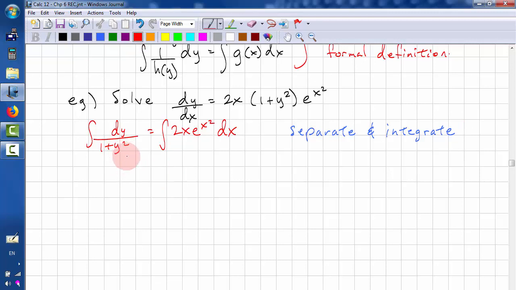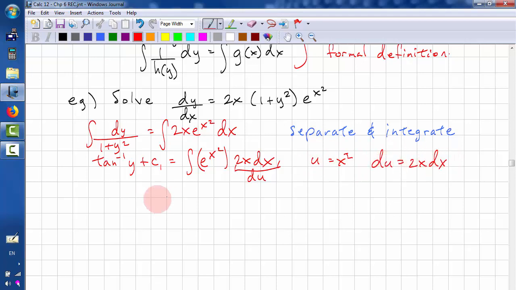Okay. If we look at our antiderivative tables, this is the inverse tan function of y plus c1 equals. And here we need to rewrite this e to the x squared 2x dx. This is our du. So u equals x squared. Du equals 2x dx. And now this is the integral of e to the u du. So we have e to the u plus c2.